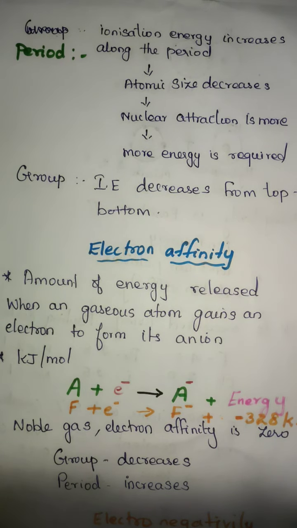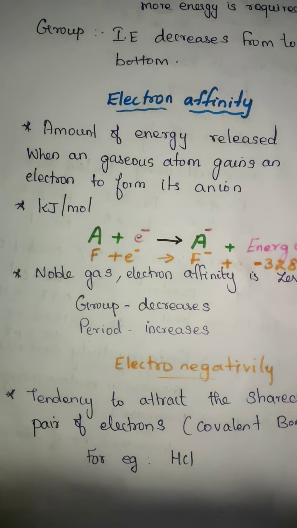Have you understood? The next one is electron affinity. What is electron affinity? The amount of energy released when a gaseous atom gains an electron to form its anion. First, we saw ionization energy, required to remove the electron. Here, when an electron is added to a neutral atom, it releases energy. There will be an energy change in the atom which gains that incoming electron. That is called electron affinity. Here also, the energy change is measured in kilojoules per mole.